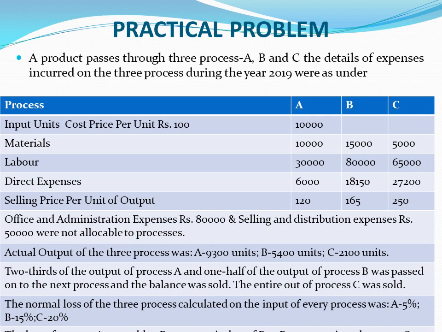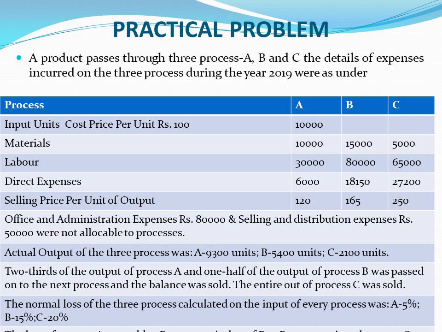Now I am talking about practical problems. A product passes through three processes A, B and C. The details of expenses incurred on the three processes during the year 2019 were as follows. Processes A, B and C: input units 10,000, cost price per unit is rupees 100.